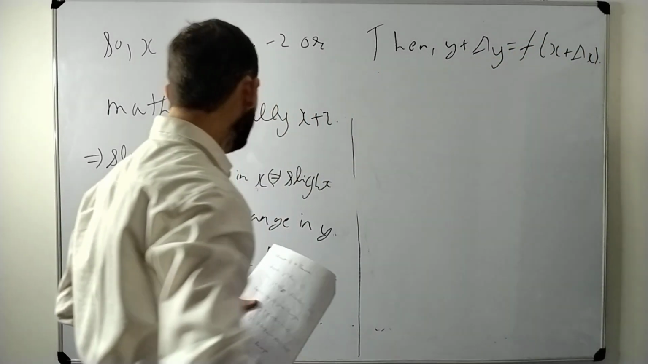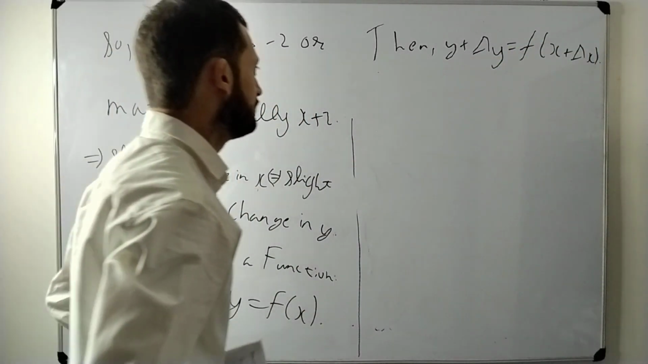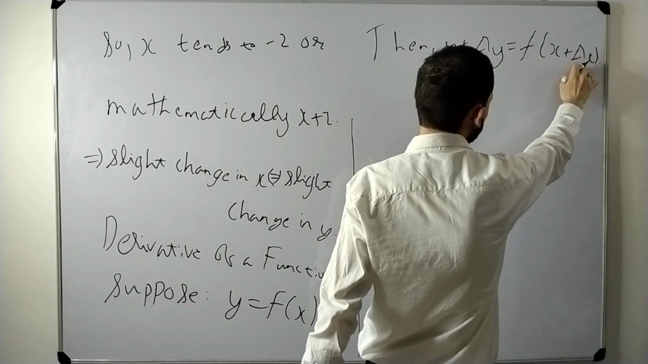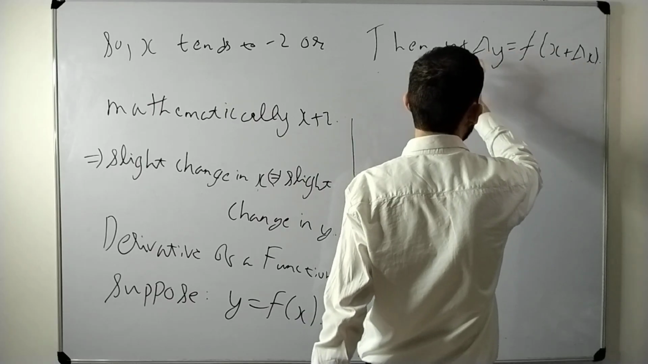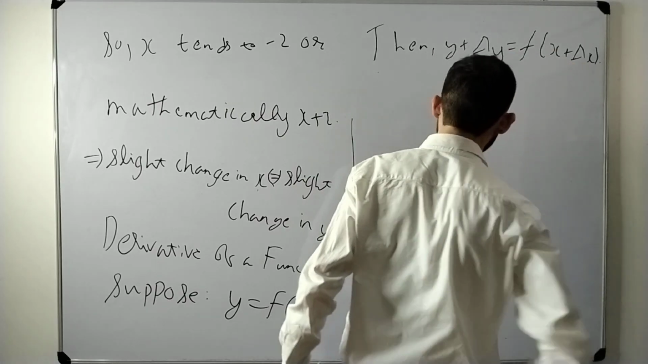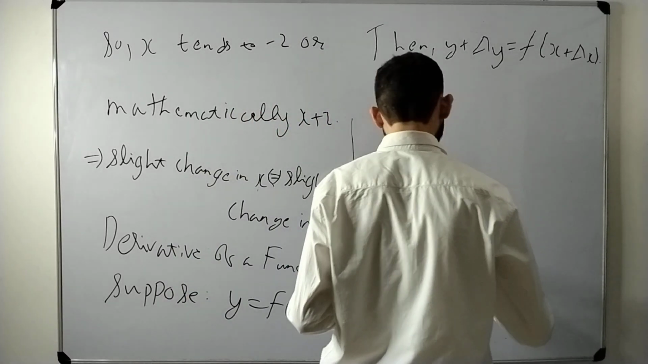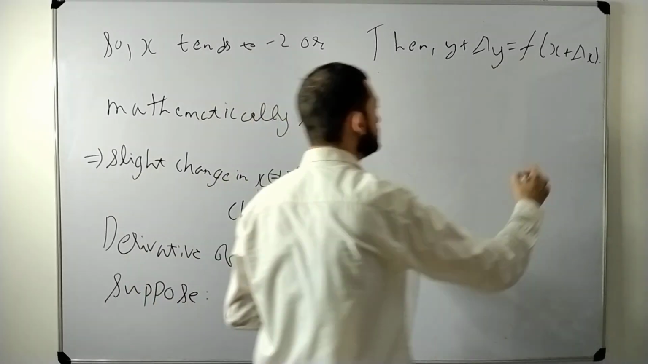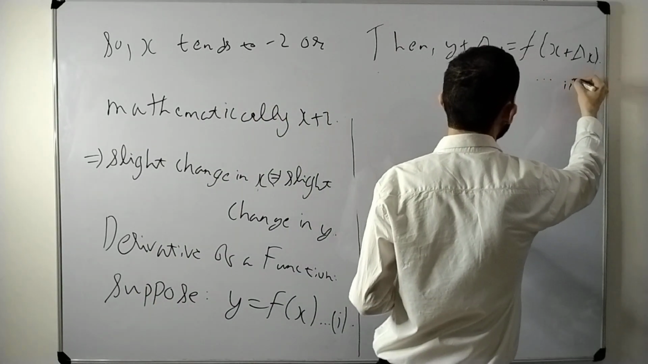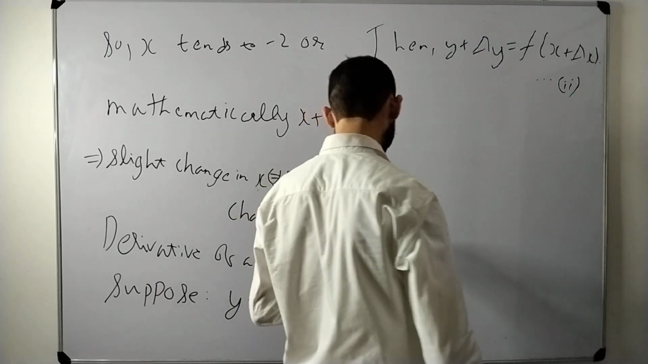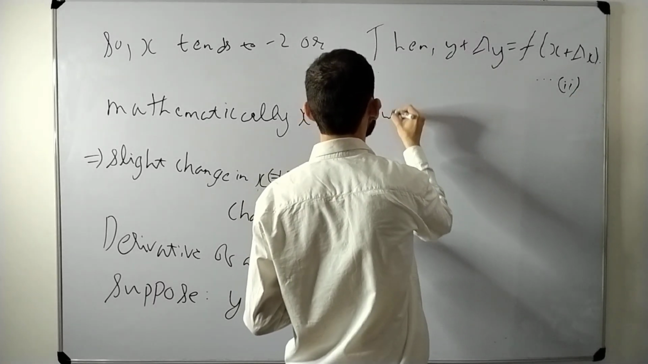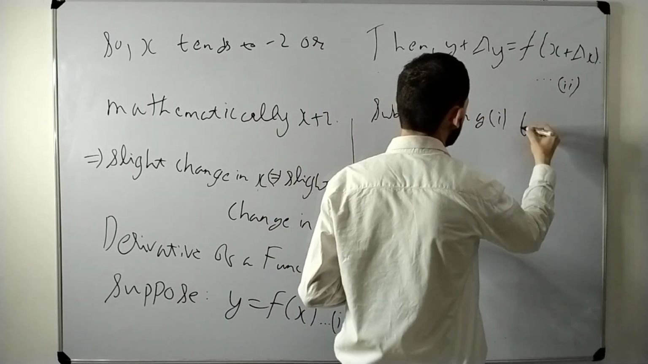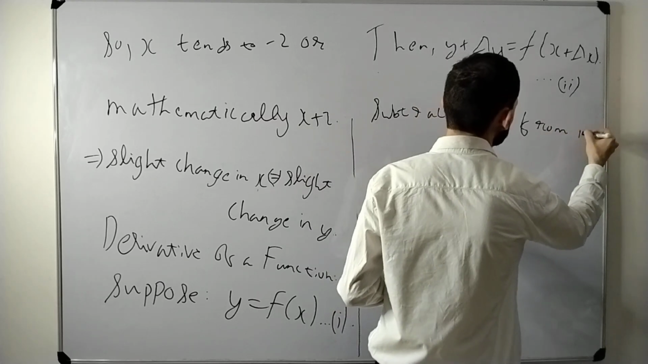Okay, so rather than saying y plus del y, I should have said function of x plus del x. Because y plus del y is a certain change in the value of del y. I'm taking this as the first equation, and this as my second equation. Subtracting first from second, we get what?